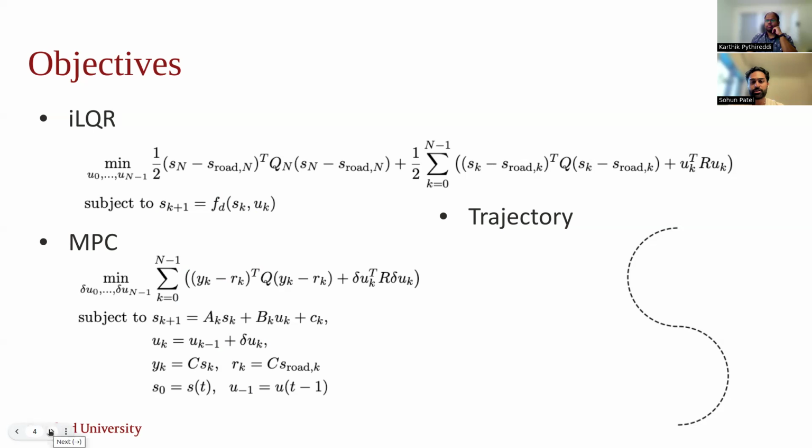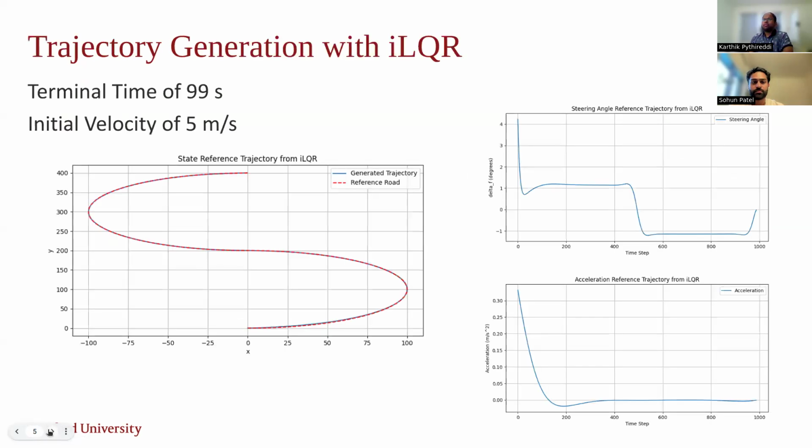The trajectory that we're tracking is an S-shaped road, as you can see here, with a 100-meter curvature radius. So we use the iLQR for trajectory generation, as previously mentioned. iLQR tries to track the curvy road, as you can see, and the steering angle signifies how the control input varies to help the vehicle follow the road.